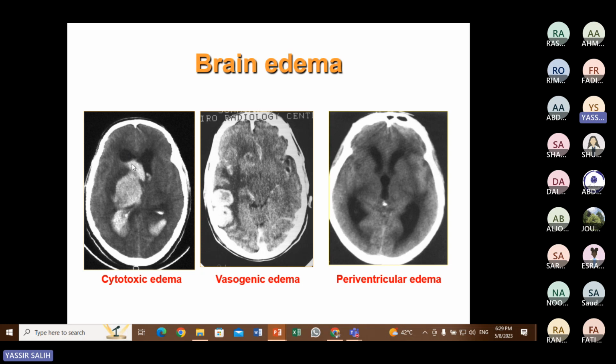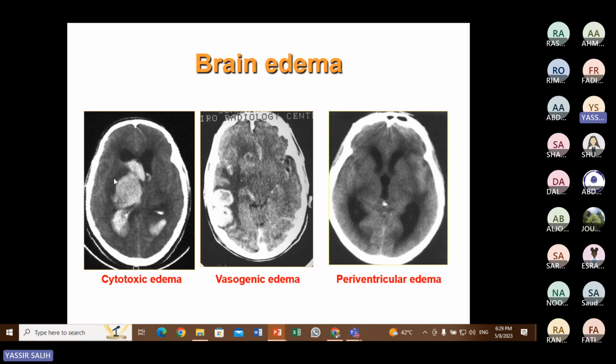This is the right anterior horn of the lateral ventricle, and also there is a hyperdensity in the posterior horn of the lateral ventricle. So this is acute blood. Why acute? Because it is hyperdensity. So this is an acute hematoma, an intracerebral hematoma with intraventricular extension.